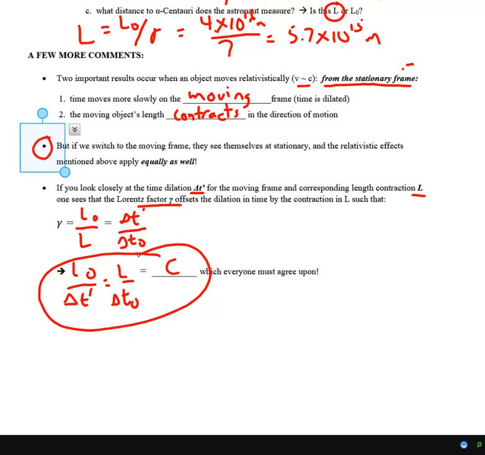Okay, in the next one, we're going to talk about some invariant quantities, things that must be measured the same in all frames of reference, and how we can put them together in slightly more complex equations.